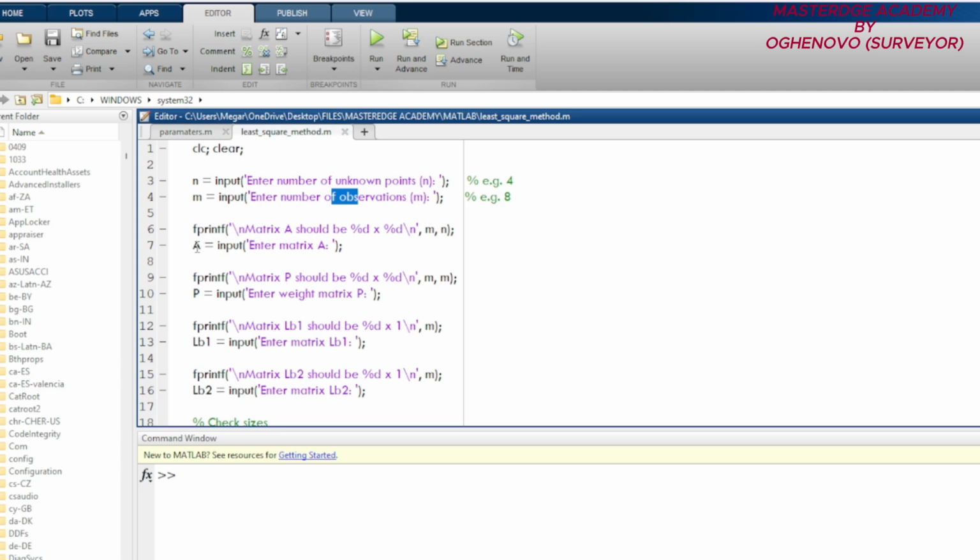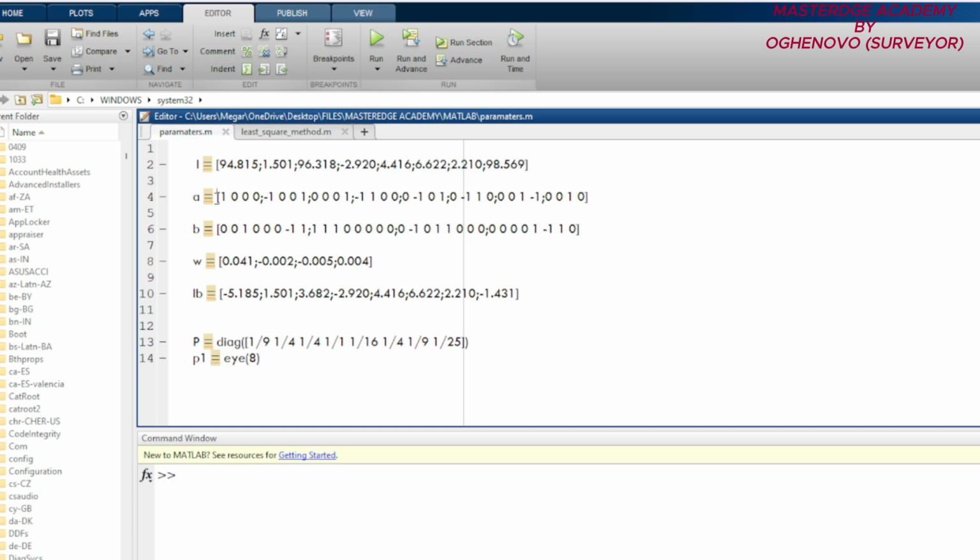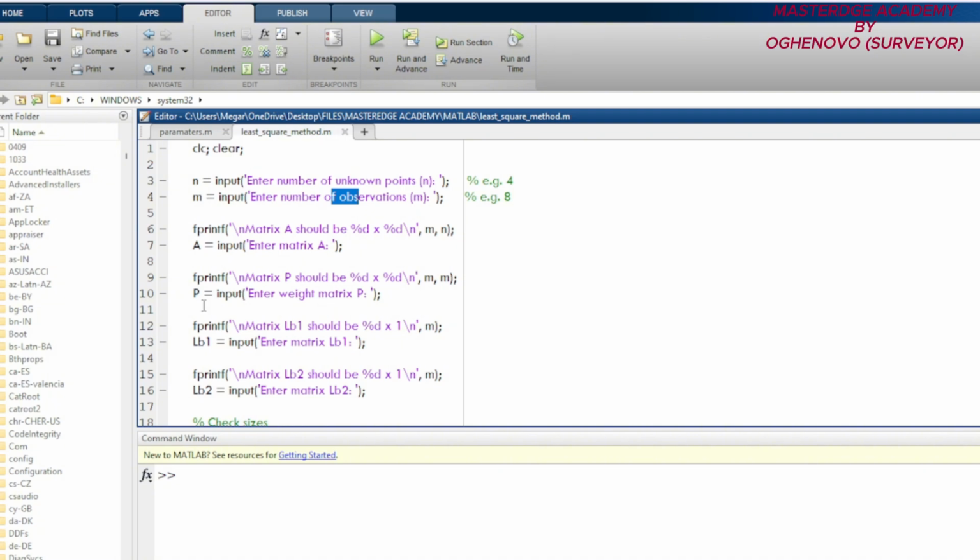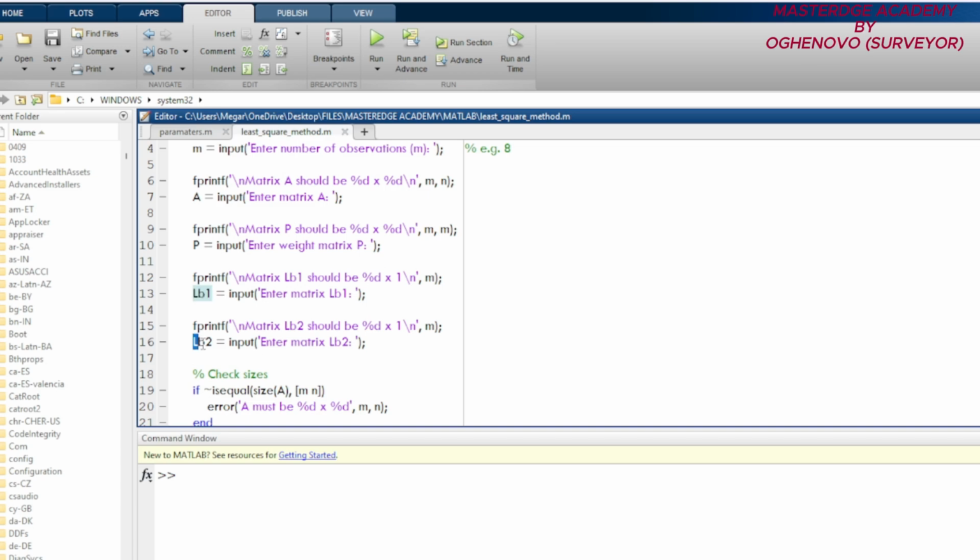Now this is just the input of your matrix A. So remember how it looks like. We'll copy this A from this one. Since we have 4 unknowns and 8 observations, we are having an 8 by 4 matrix. You understand? So this is for A. We input our P matrix. Remember P is not equally weighted. Now we'll put our LB1. Remember I said LB1 was given to us in the field. That is our change in height. And LB2 is what we'll solve for a little later.